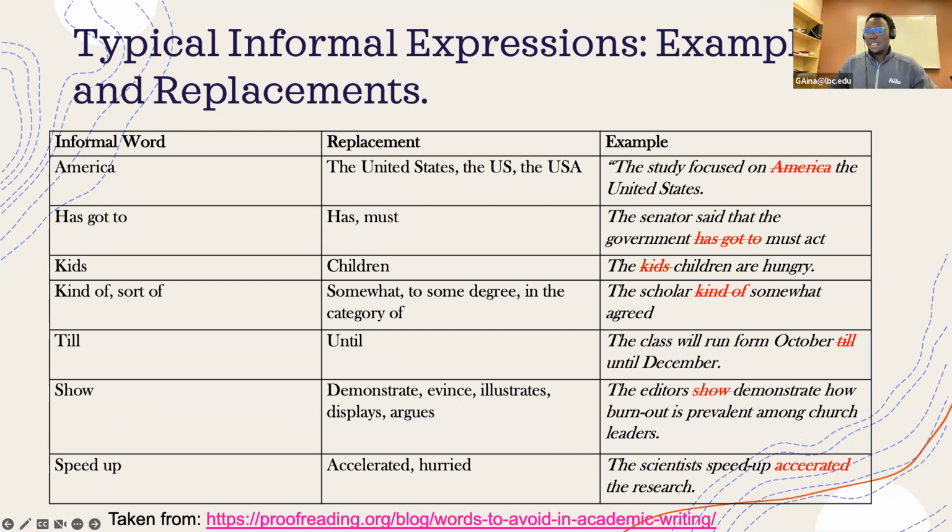And the last one here is speed up. For instance, we can say the scientists speed up the research. So avoid words like speed up. Instead, use a sophisticated synonym like accelerated, hurried. So you can say the scientists accelerated the research. All right. So any questions?